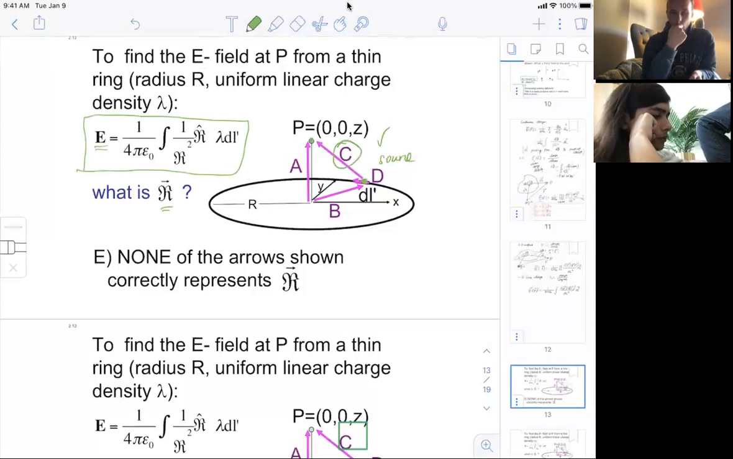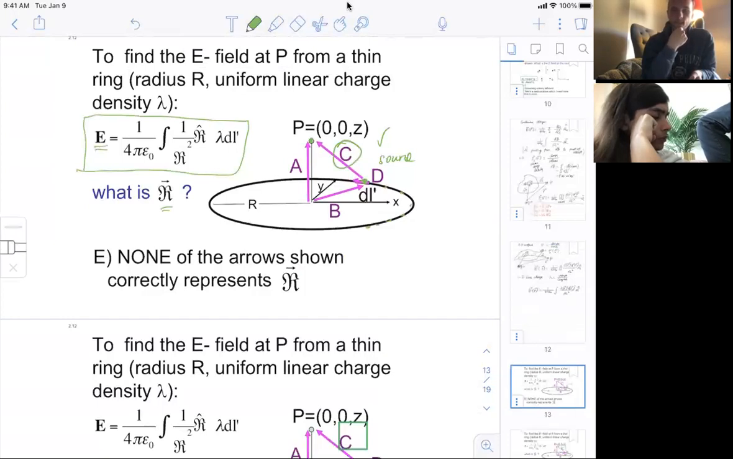You have to break it down into components. I couldn't simply say E and R are in the same direction because I have many curly R's. Each of the sources is at a different location. I have many sources and they all give me a different curly R. When I add all of them up, I get one final direction. That is the direction of E.